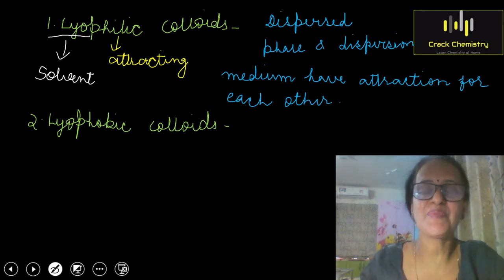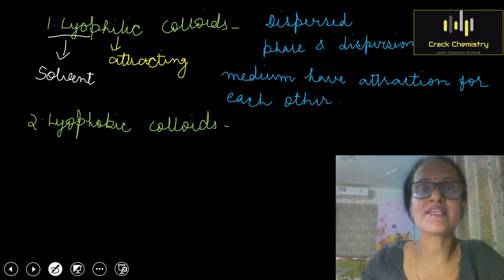They can be simply prepared by mixing dispersed phase with dispersion medium. And one more important point, if anyhow dispersion medium is removed, they can be prepared again by mixing dispersed phase with the dispersion medium. That's why they are also called reversible colloids.